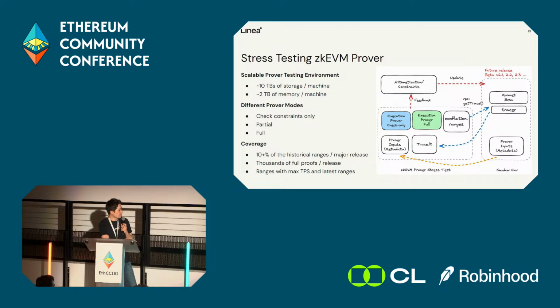Also, when we talk about the coverage of our testing, for constraint-only testing, if it's a very important major release, we cover more than 10% of the historical ranges. And then for each release, we are trying to generate more than 1,000 full proofs, so that we make sure everything is ready to be deployed. And we usually use these ranges with max TPS and latest ranges to be sure that everything is all right.